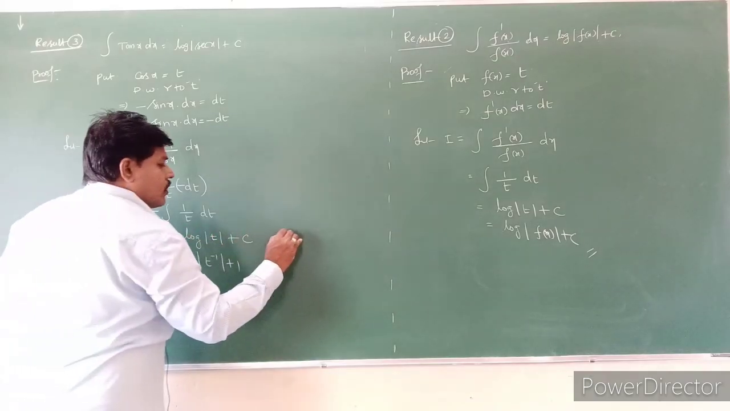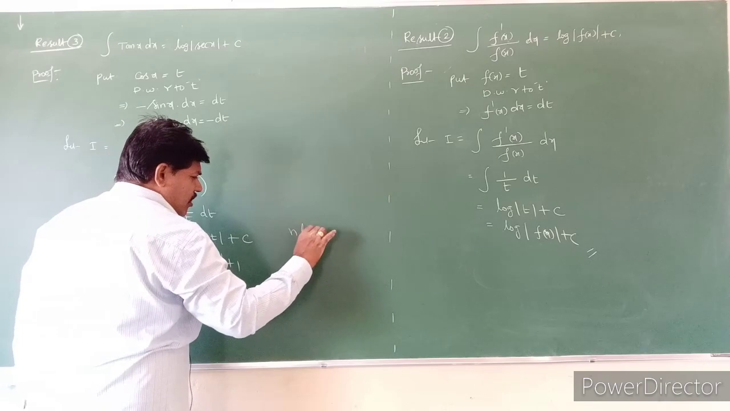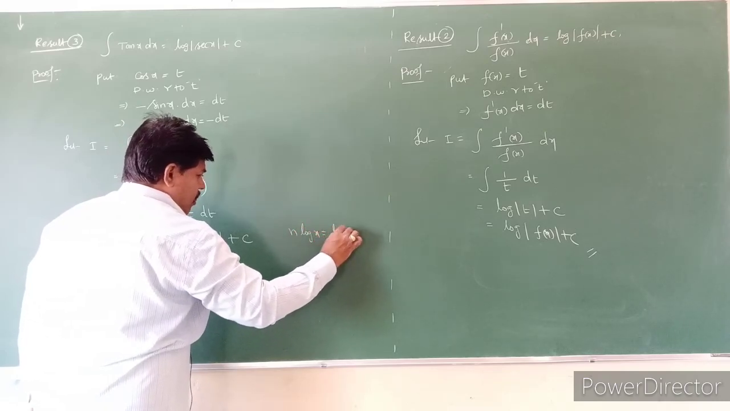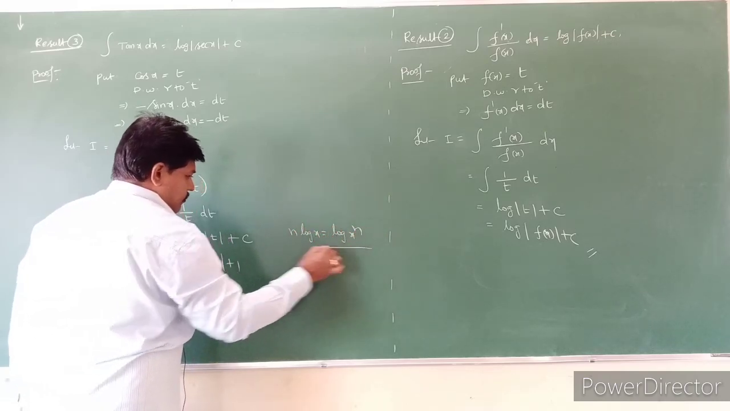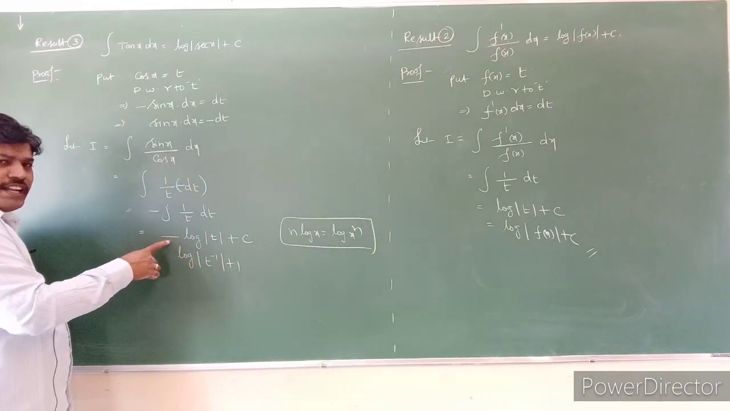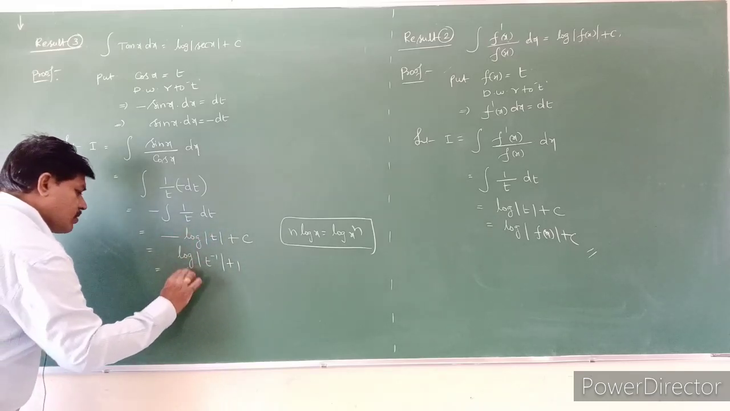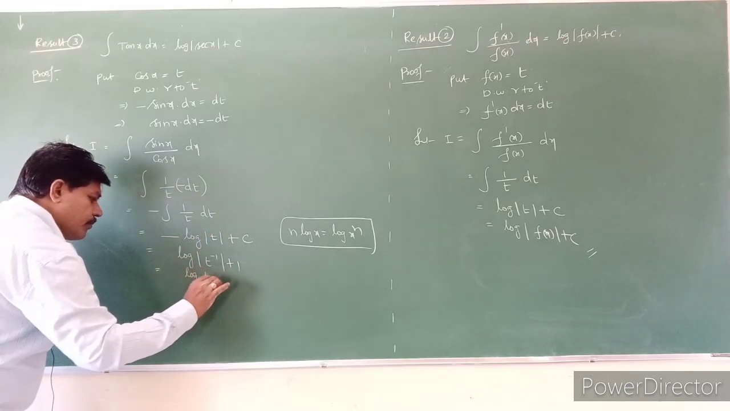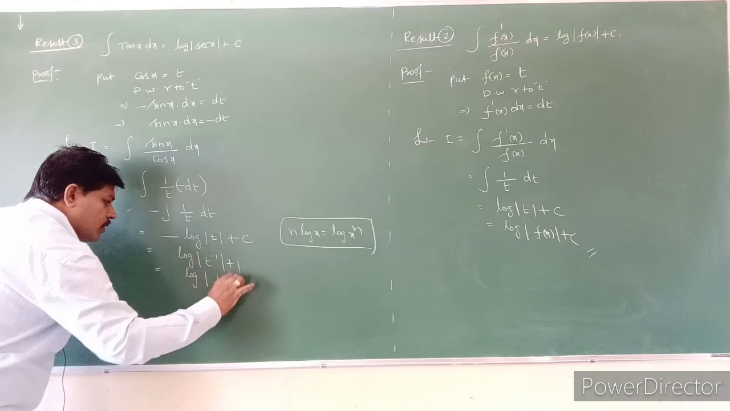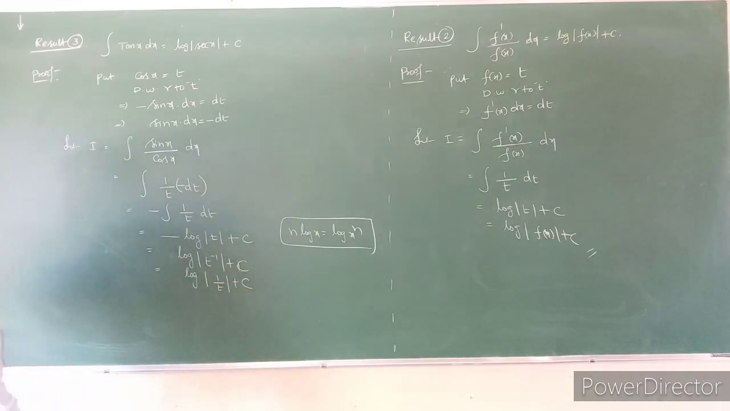Why? Because n log x is nothing but log x power n. Here minus 1 is there, so you can take it as t power minus 1. So that is equal to log of 1 by t plus c.